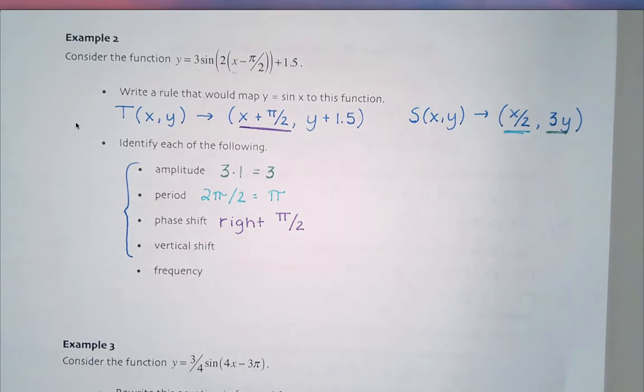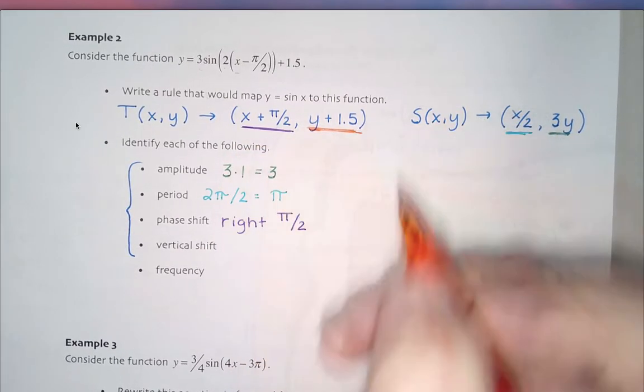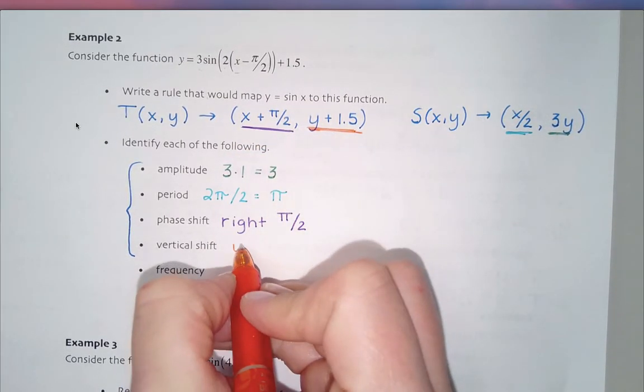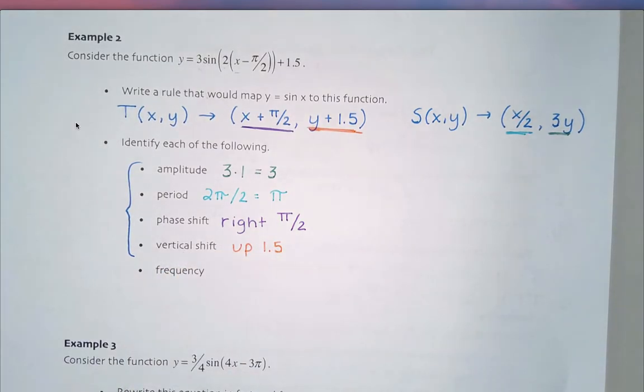My vertical shift is probably the most straightforward one of them all. That's this one right here, and that's saying that we would shift up by 1.5 units. So each one of those comes from a different part of the rule.